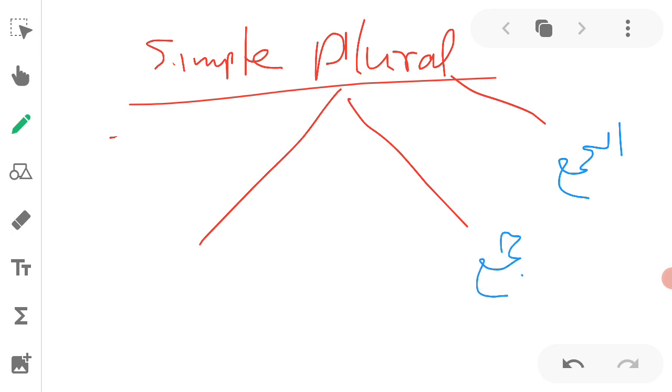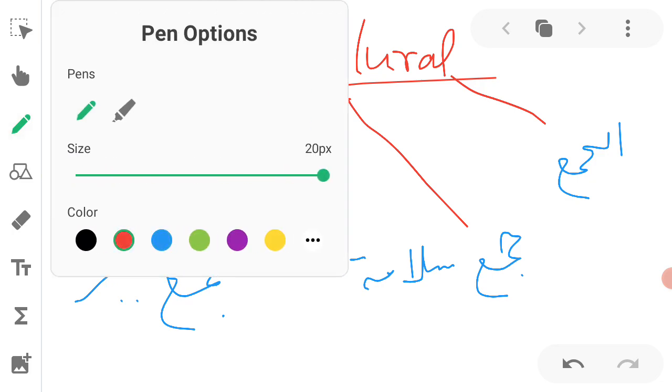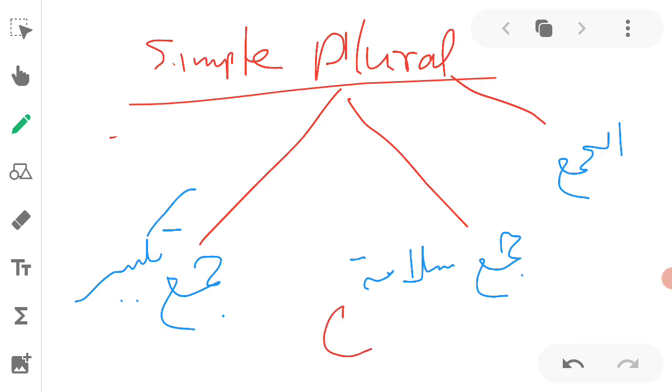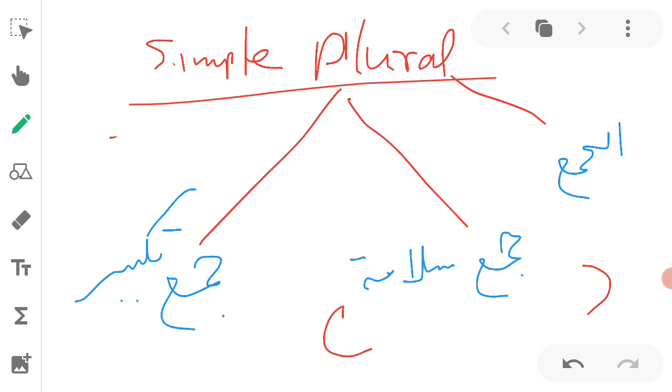Jam' salim or jam' salama, and the other is called jam' taksir. Okay, so these are 2 further subdivisions of the first type of plural, which is simple plural, and we can call it in English, so let's call jama salama unbroken plural.